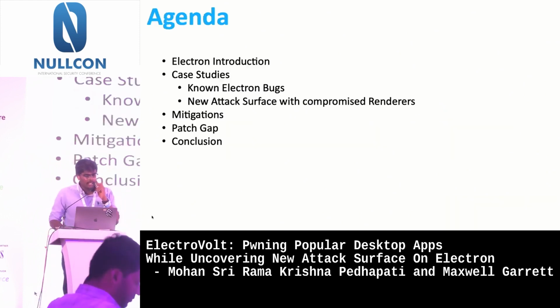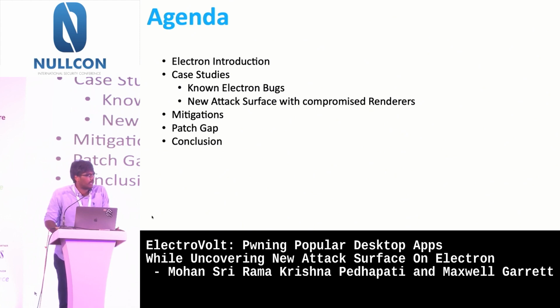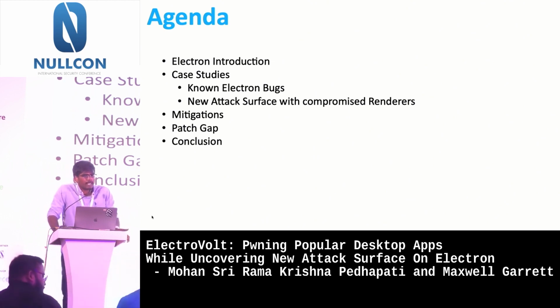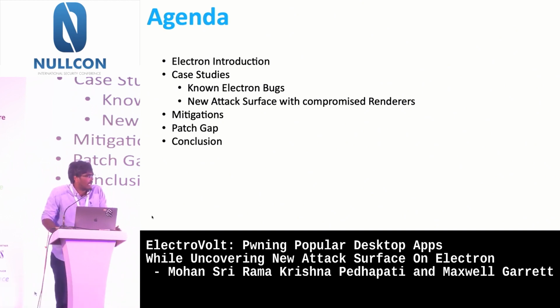So the agenda for today's talk is, first, I'll be talking about the basics of Electron, its architecture, and its security preferences such as web preferences. Then I'll show the case studies of the applications we hacked by starting with exploiting the known Electron vulnerabilities and moving on to the new attack surface we found on Electron applications. And finally, we'll go over the mitigations. And without any further ado, let's get started.